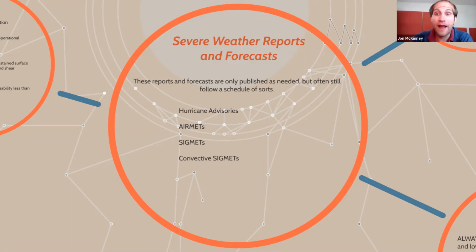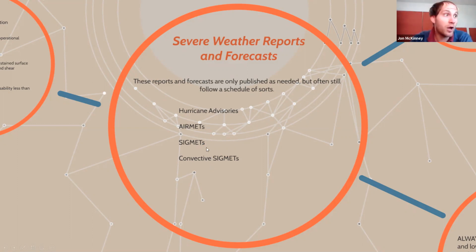If the weather product is valid for 2 hours and then expires, they might just issue a new one after 2 hours. Or if it expires and they don't need to issue a new weather product, then they won't. So air mets, sigmets, convective sigmets, and center weather advisories are issued on an as-needed basis. Hurricane advisories, that's a bad deal for sure. We're going to hear more about these three: air mets, sigmets, and convective sigmets.